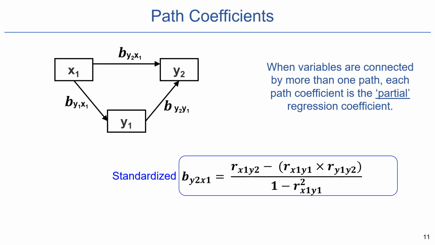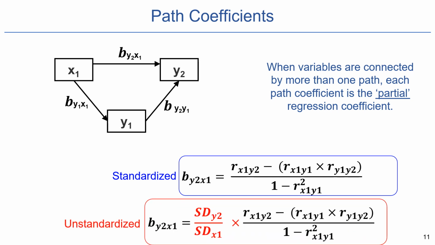But this formula is a standardized partial path coefficient. As you see, the correlations are used here. And to get the unstandardized coefficient, we can multiply this coefficient by the quotient of the response standard deviation to the predictor standard deviation.